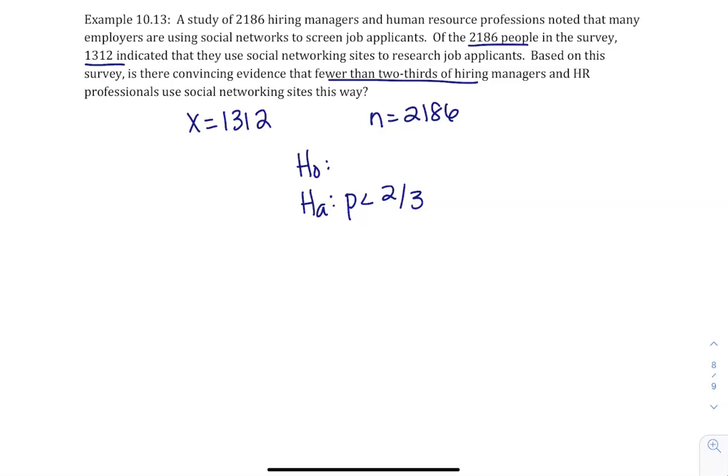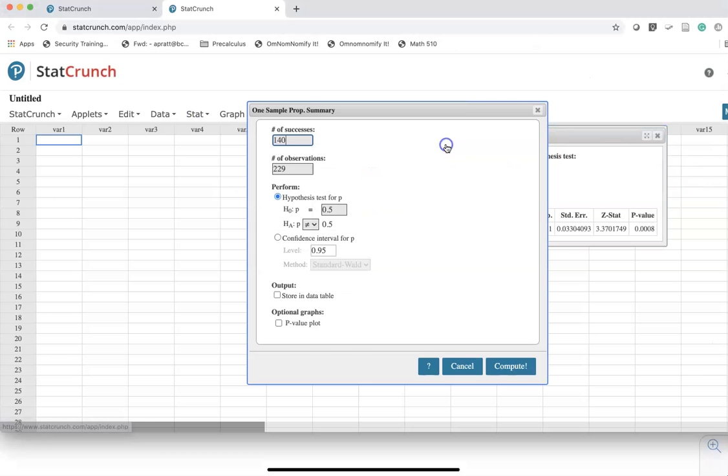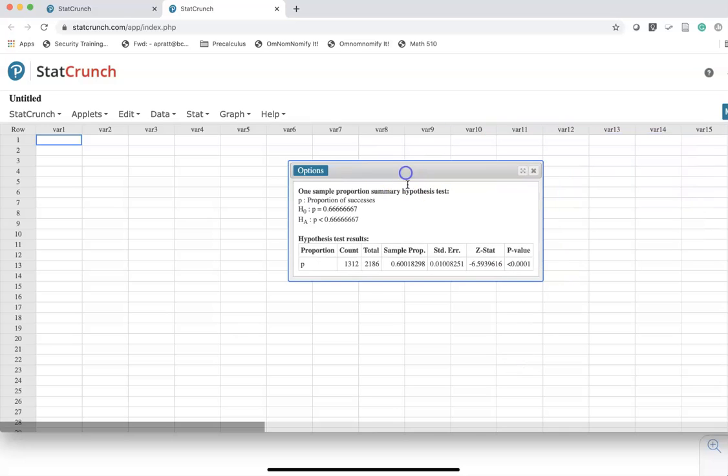You always put the greater than, less than, or not equal to in the alternative, and the null is just equal to that value. And let's get our test statistic and our p-value. So we go into StatCrunch, and 1312 is the number of successes, 2186 is the number of observations, and StatCrunch is just fine with you typing in 2/3, and we want fewer than 2/3. So that's all we need. Hit compute, and we get a test statistic of -6.59 with a p-value that is so small that StatCrunch can't even give it to us. They tell us that it's even less than 0.001.